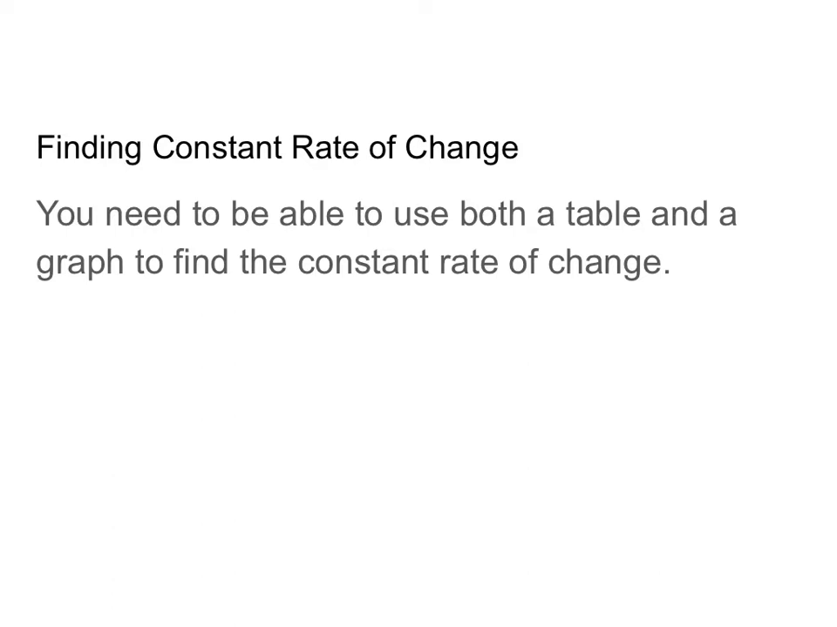Finding a constant rate of change. You need to be able to use both a table and a graph to find the constant rate of change. So there's just two things. You have to figure out what the rate of change is from a table or from a graph.